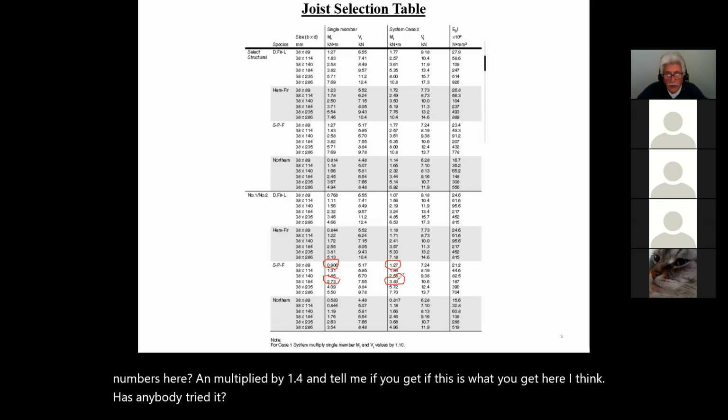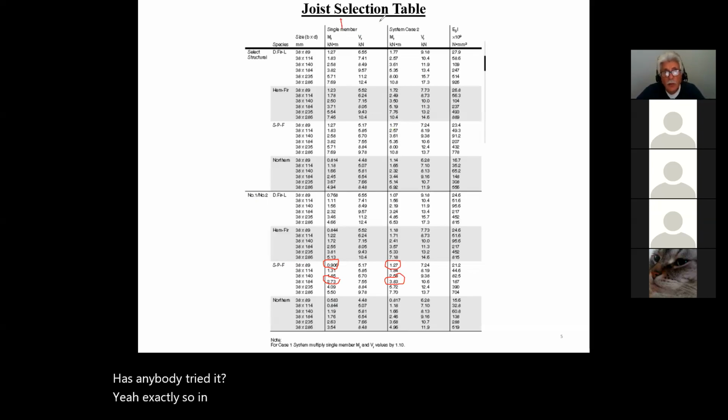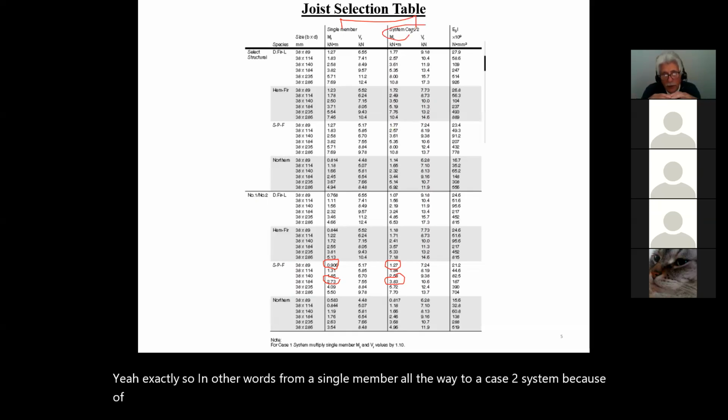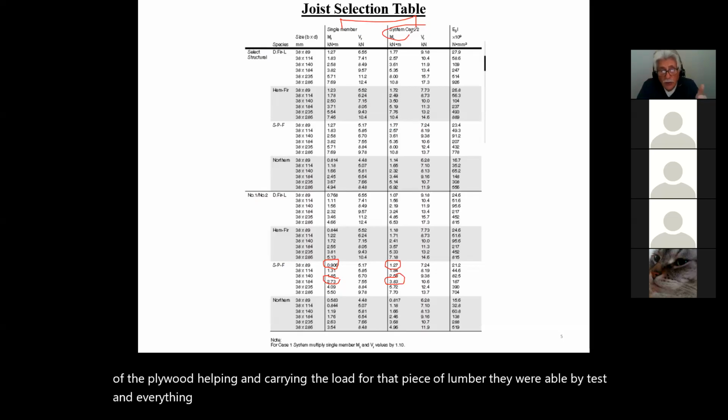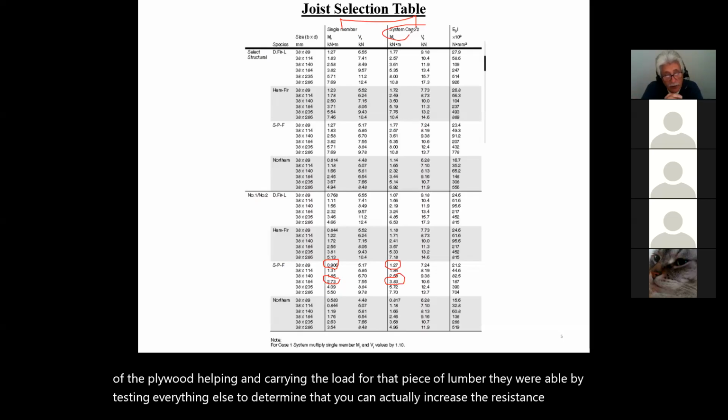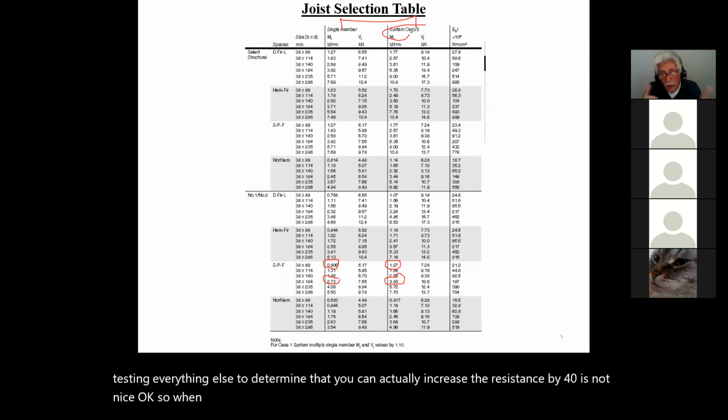Yeah, exactly. So in other words, from a single member all the way to a case 2 system, because of the plywood helping and carrying the load for that piece of lumber, they were able, by tests and everything else, to determine that you can actually increase the resistance by 40%. Isn't that nice? So when you can create a case 2 system, it's very beneficial. You'll be able to select a smaller member to carry the same load.